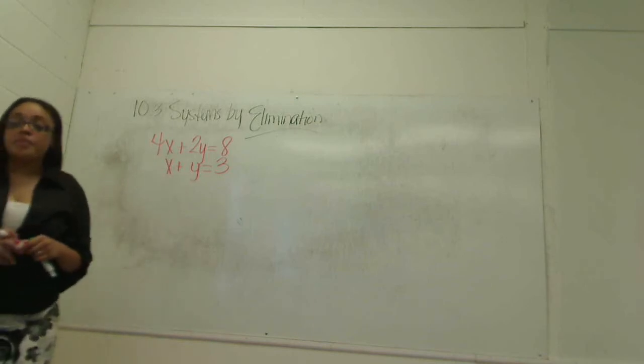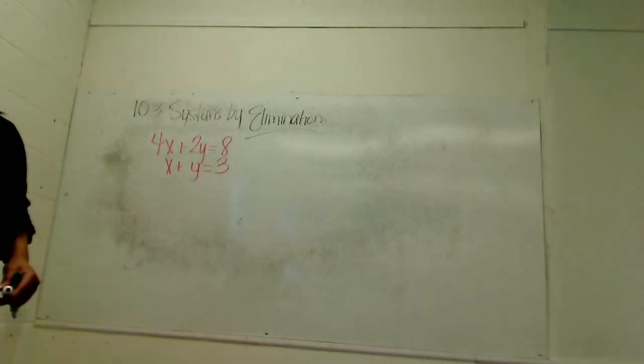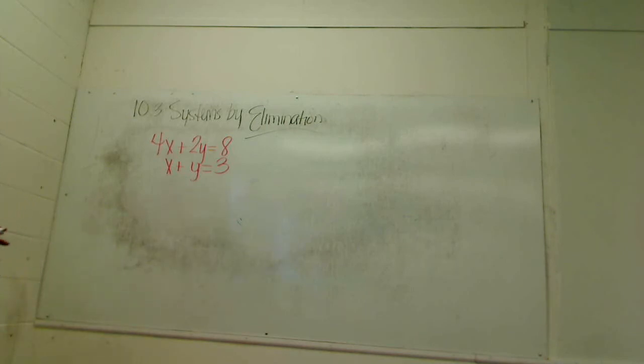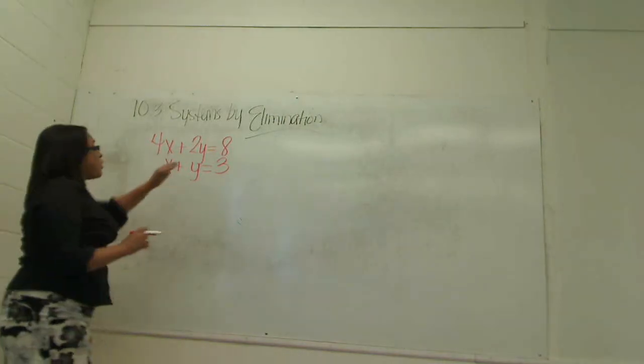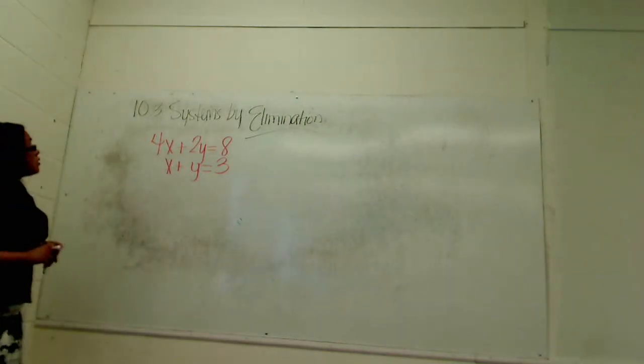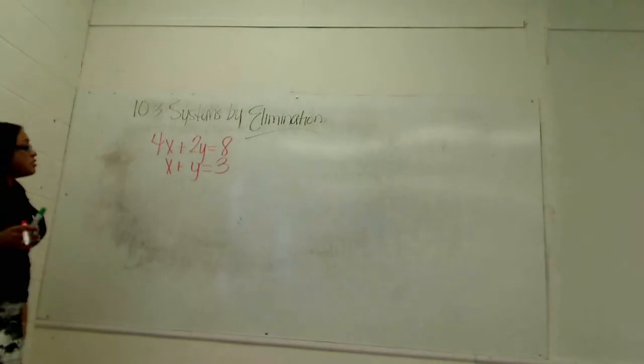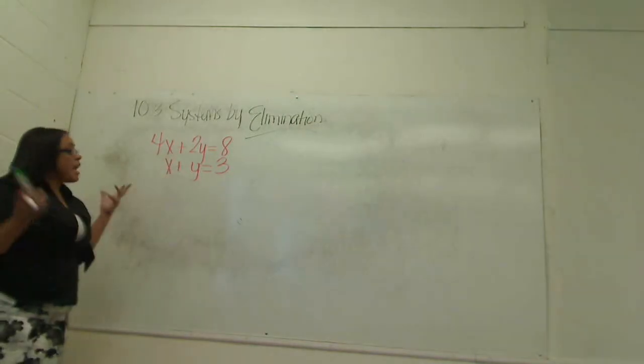All right, this is about as hard as it's going to get. So I'm going to go through this one really slowly. Nothing here is ready to be canceled out. Nothing. You have 4x and x. That doesn't do anything. 2y and y, can't combine them like that.